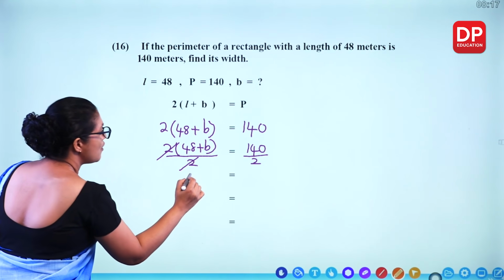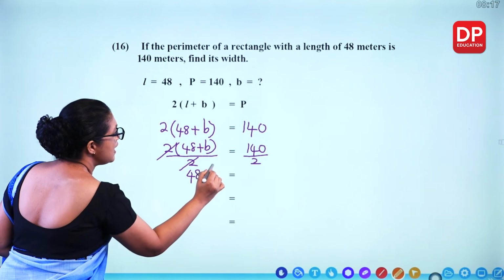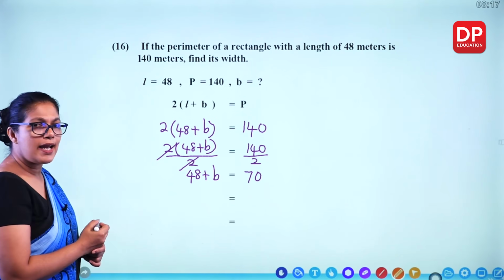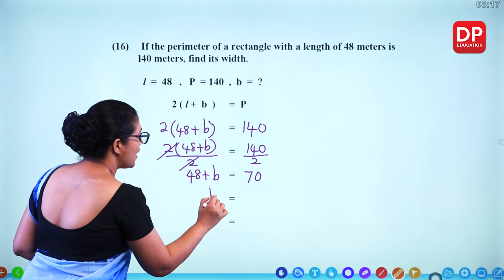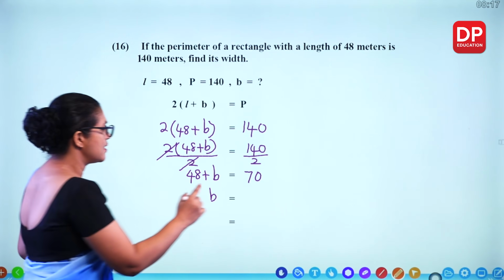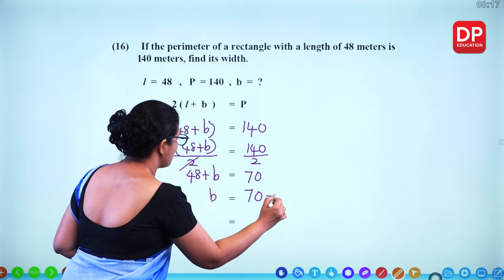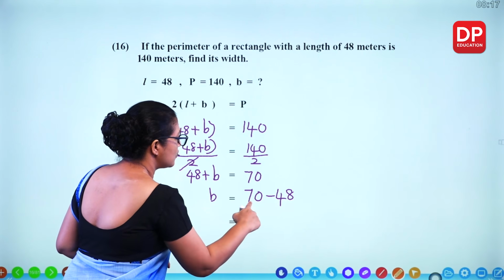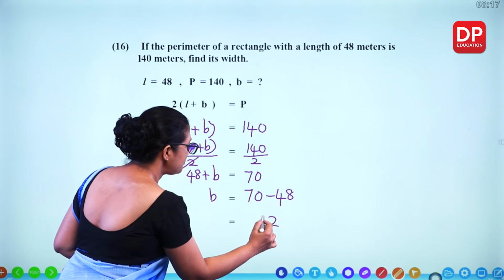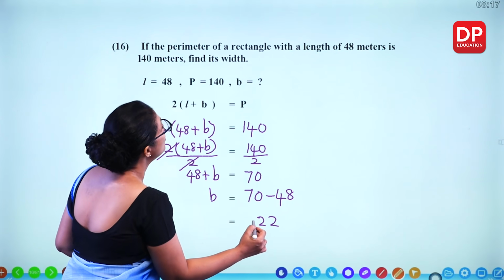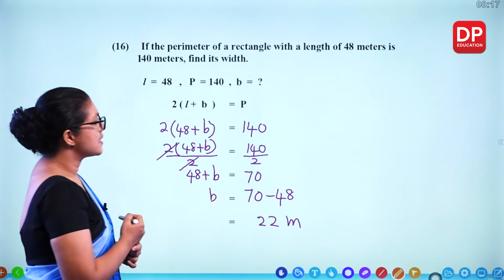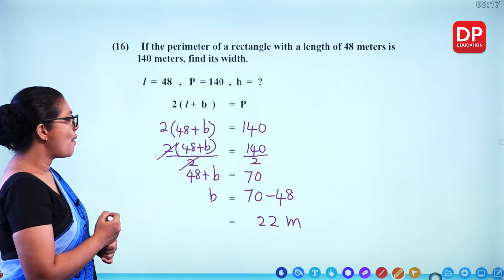2 gets cancelled out, you get 48 plus B equals 70. 140 divided by 2. Now how do we find B? Subtract 48 from both sides. So subtraction means you subtract 48 here. So 70 minus 48, you get 22. The unit is meters. So 22 meters for breadth.